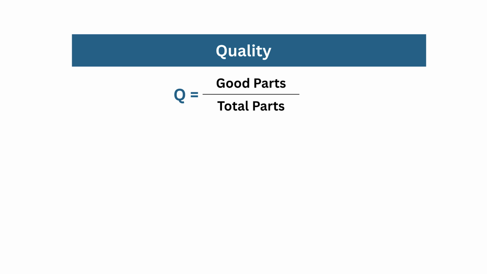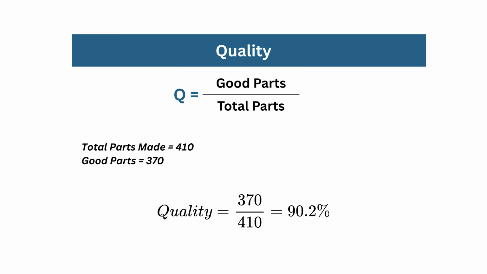Once you get that, quality is the next step. This one's pretty easy. It's just good parts divided by total parts. No, really, that's all it is. Quick example. Say you made 410 total parts, but only 370 were quality. Your score would be 90.2%. Once you've got those two down, performance is a little trickier.